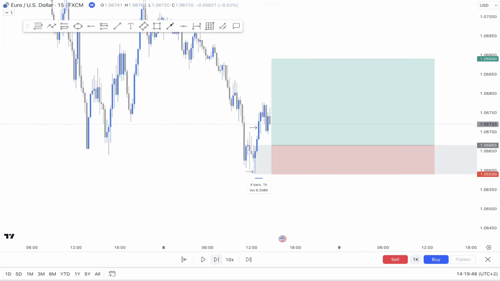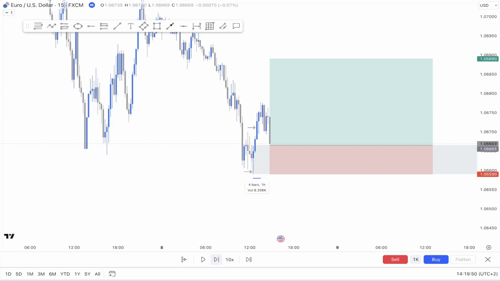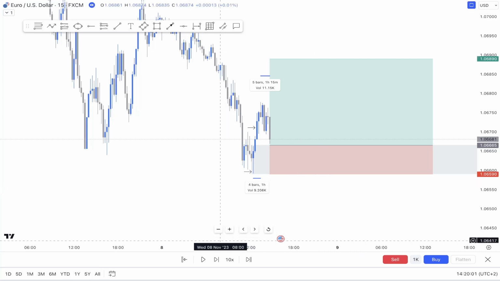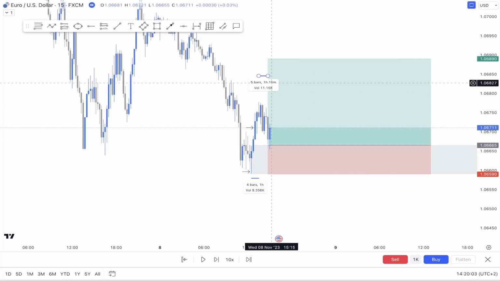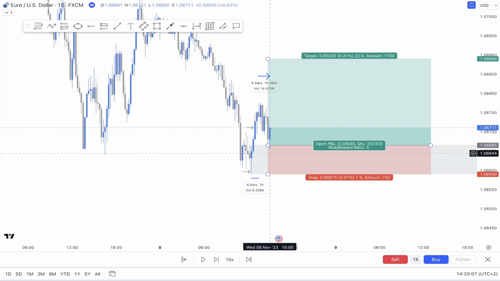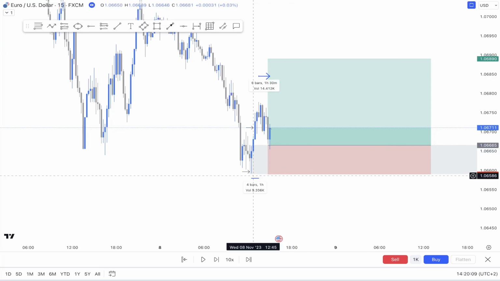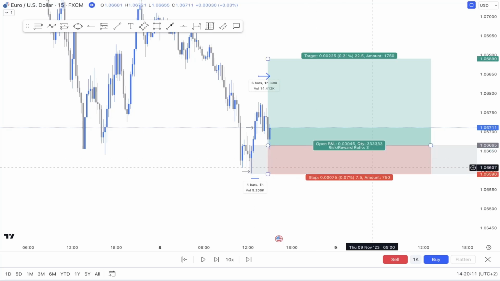Okay, so we can enable the bar replay, we can play it, and we can already see that price formed how many candles? 5 candles, and it's not even there. Okay, so this clearly shows us that the overall momentum is bullish. So let's continue. Okay, so it took price 6 candles to cover this distance towards our point of interest, not even to this low. So clearly, the overall momentum is bullish.